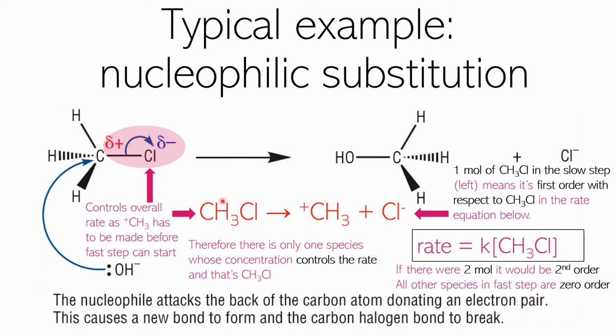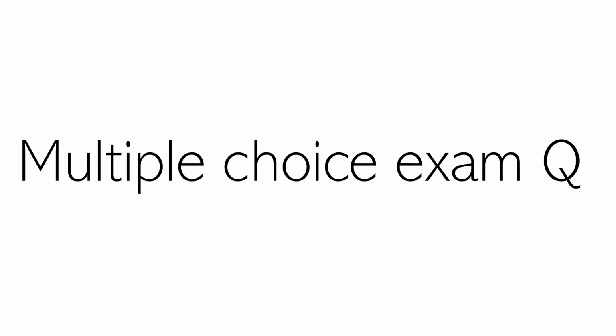If it happened to be 2 moles, then it would be second order, and you put a little 2 in superscript next to this. So the power would be 2. At the moment, the power that's being raised to is 1. All the other species in the fast step we saw a moment ago are 0 order because they have no effect on the overall rate. It's the creation of this species here by the breakdown of this bond here in this molecule, which is actually controlling how quickly this reaction goes.